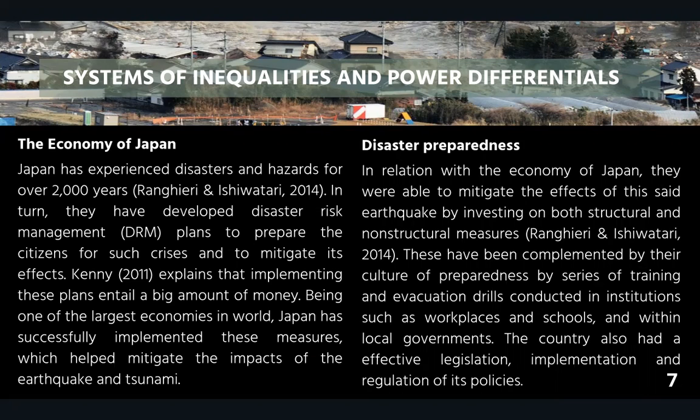Followed by the disaster preparedness, which is related to the economy of Japan. By investing in both structural and non-structural measures, the country was able to mitigate the impacts of the said disaster. These have been complemented by their culture of preparedness by a series of training and evacuation drills within institutions and local governments. The country also had an effective legislation, implementation, and regulation of its policies.